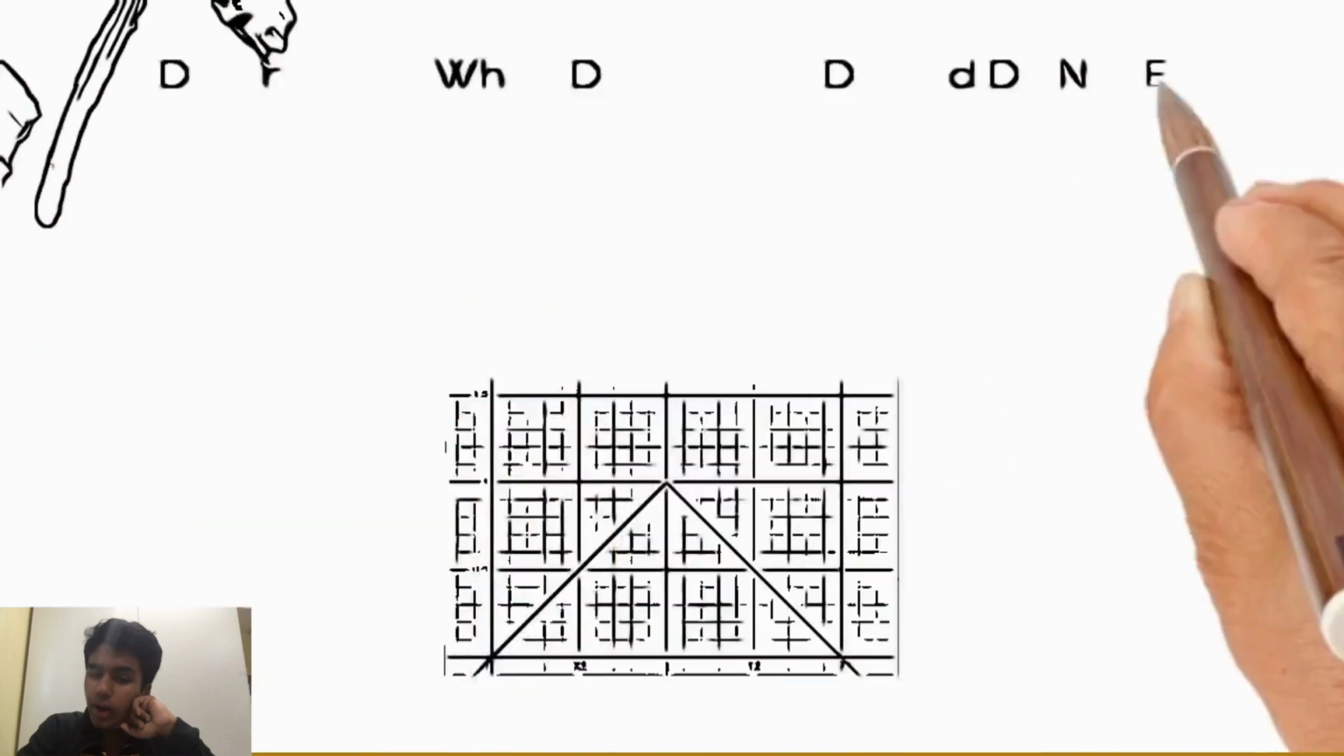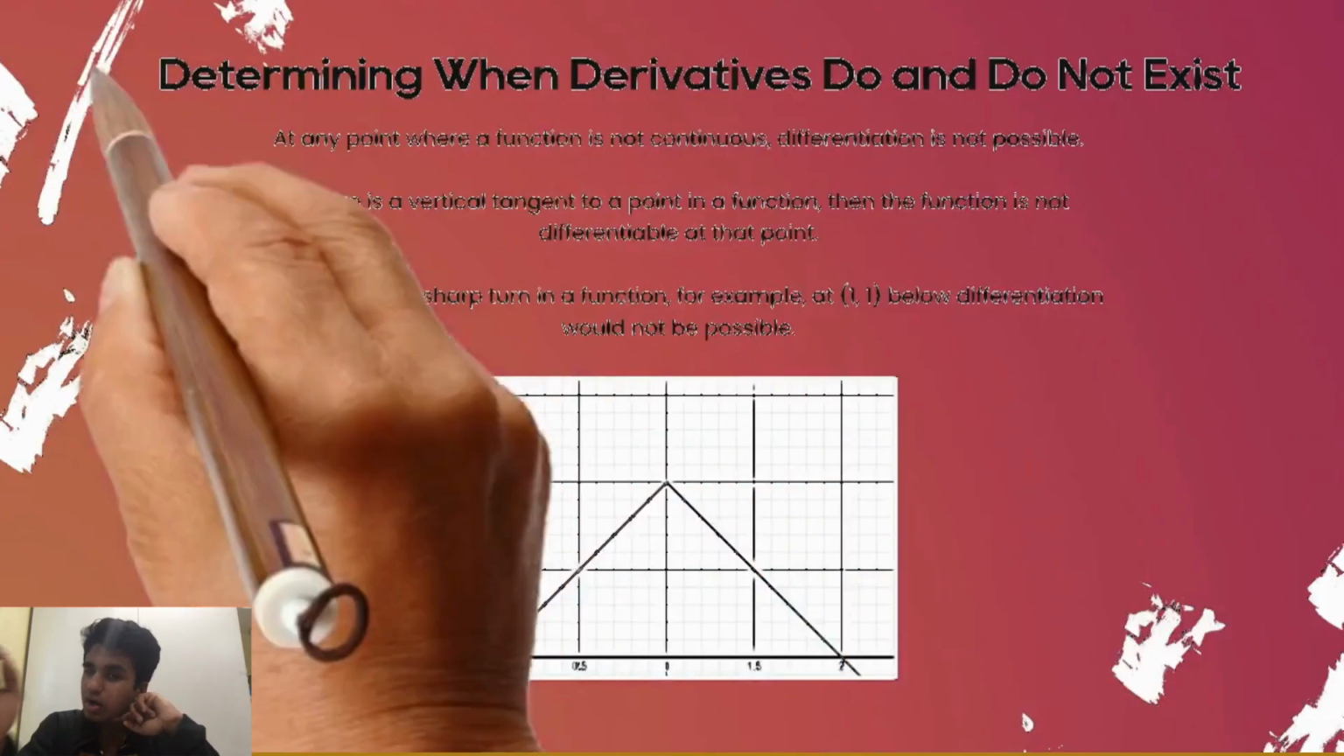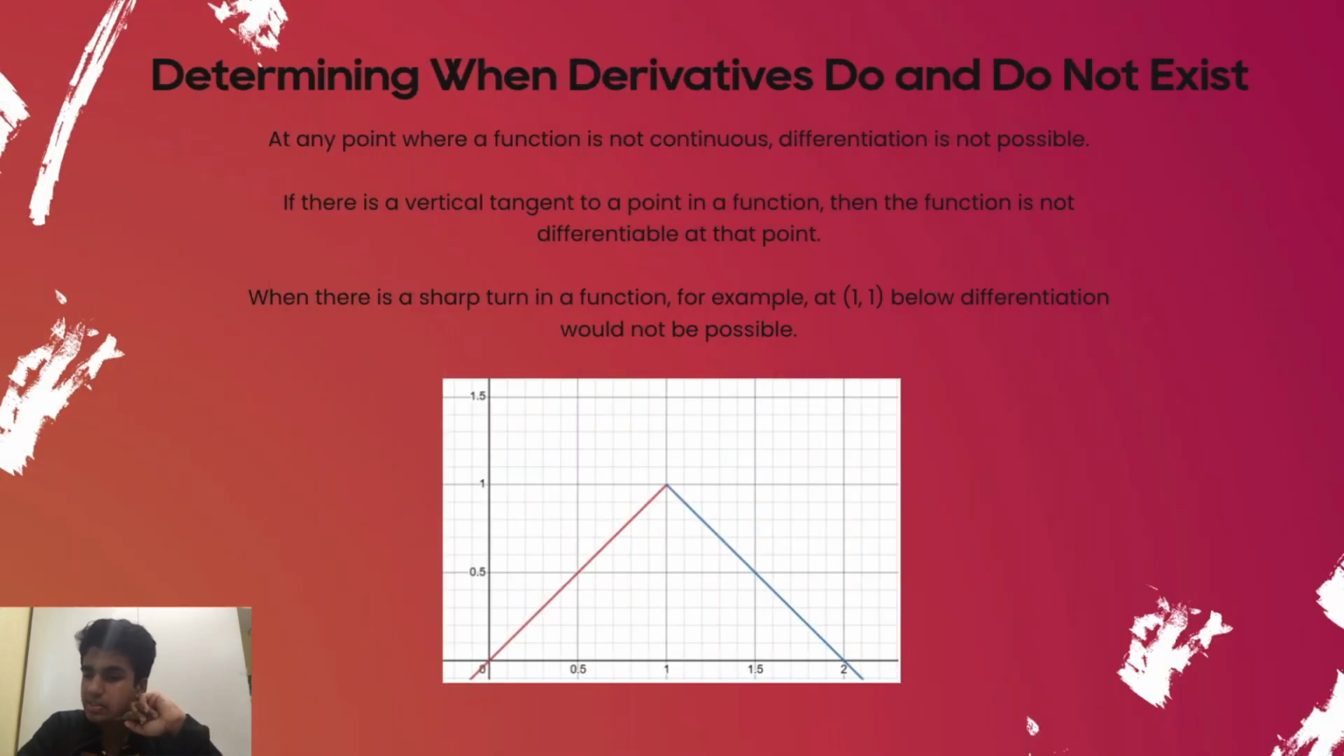Now, when do derivatives exist and when do they not? Remember that derivatives do not exist at all points, and there are some exceptions. It's not going to exist at every point. If a function is not continuous, then differentiation will not be possible at that point. If a function has a vertical tangent at a point, then the function will not be differentiable at that point. And whenever there's a sharp turn, it's not differentiable again, and the reason is that the left-hand derivative does not equal the right-hand derivative.